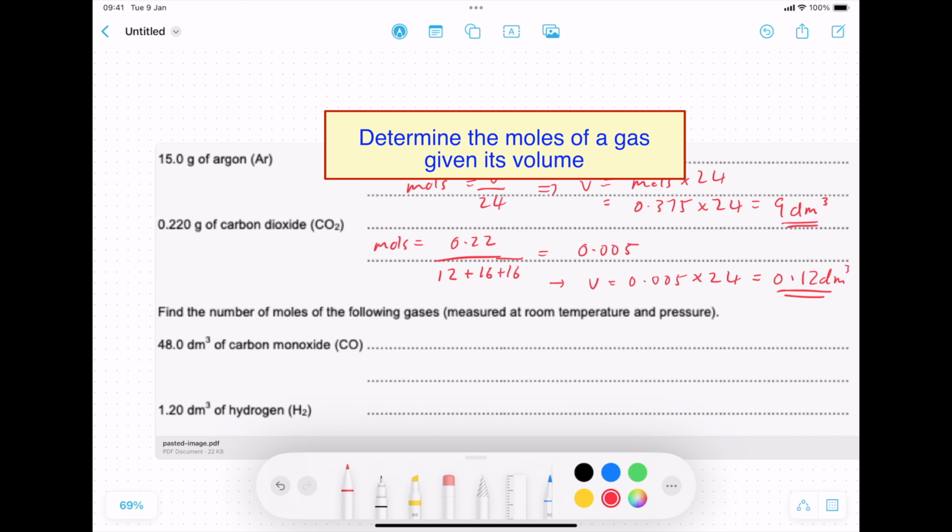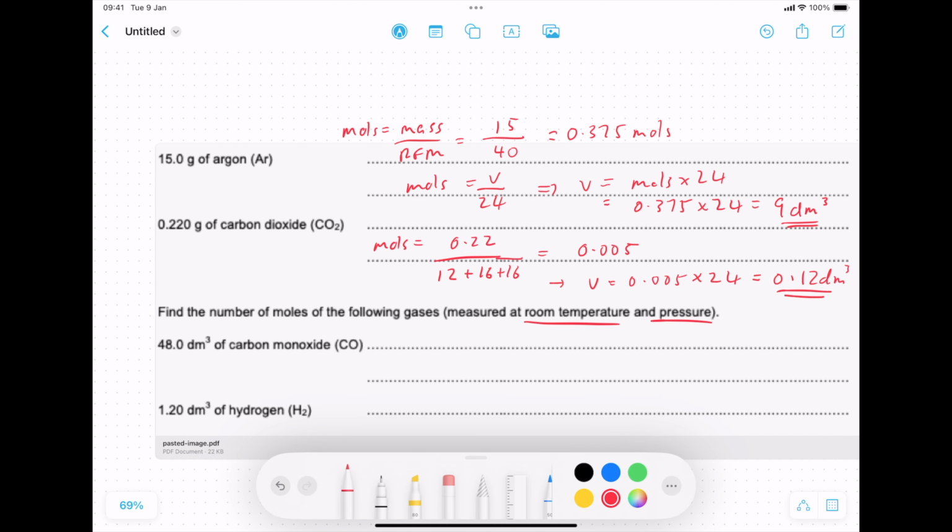Right, finally, find the number of moles of the following gases. Again, measured at room temperature and pressure. That statement there allows us to use the formula, moles equals V over 24. So you'll see in both of these cases, the carbon monoxide volume and the hydrogen volume are both given in decimeter cubed. So this is a lot simpler. So we've got moles equals V over 24. So it'd be 48 is the volume of carbon monoxide divided by 24 gives us 2 moles.